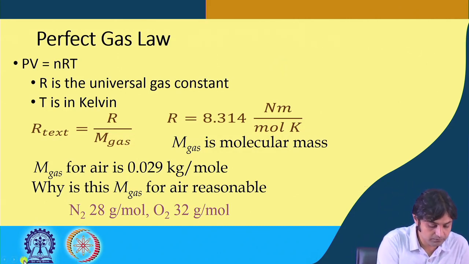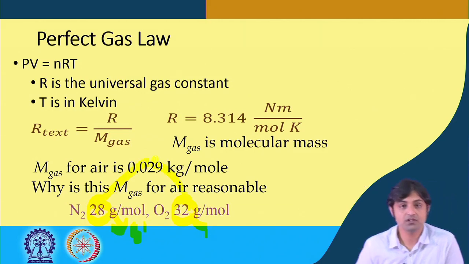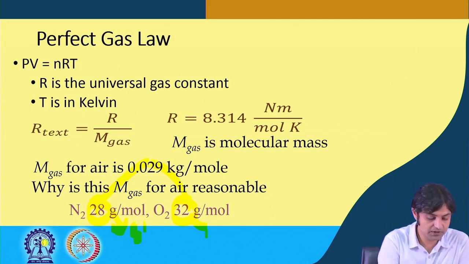So if you see this 32, this 28, this is 80%, okay, so this is how this value will come.